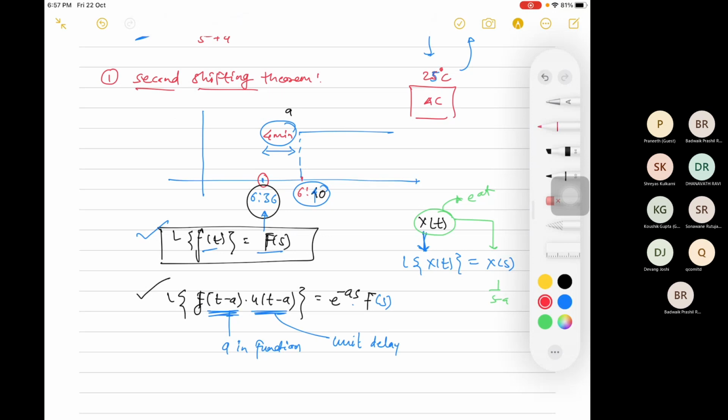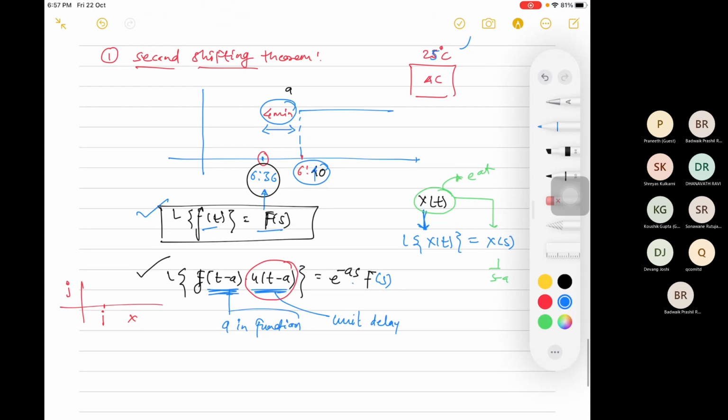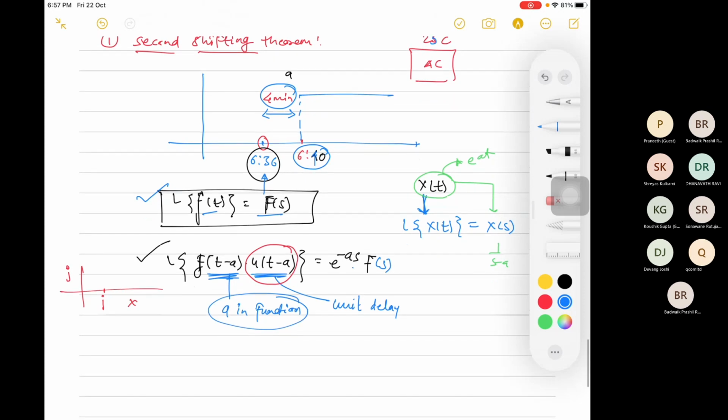If there is any function, I can multiply it with a unit value, right? Like on the x axis there is a unit vector, you have i, j, k. So like a unit vector, it is just a unit value. So this is what is given. How does its Laplace transform come about?